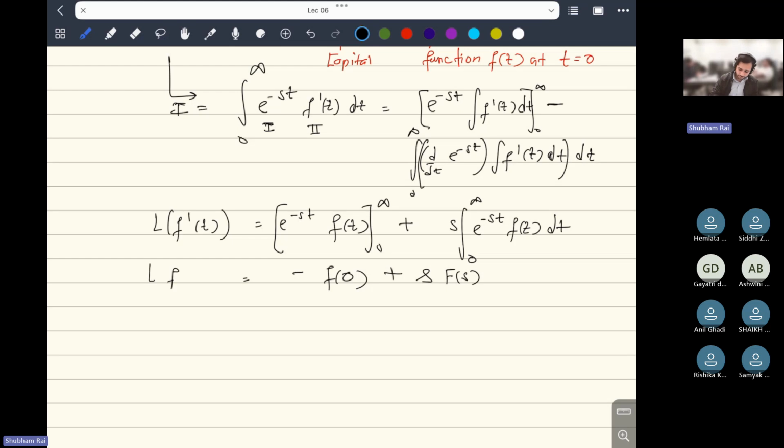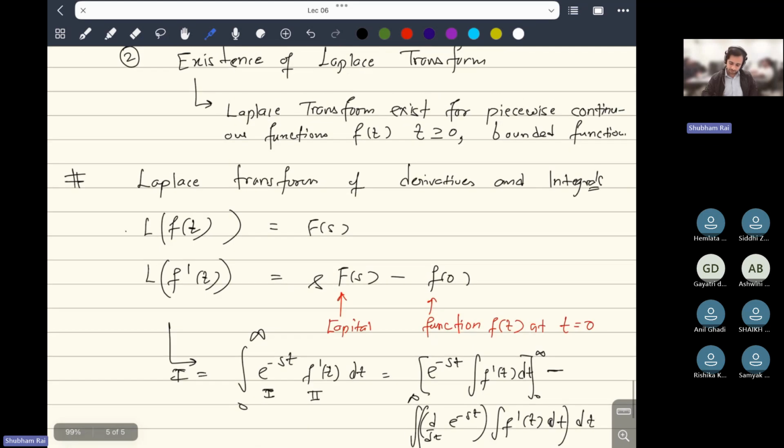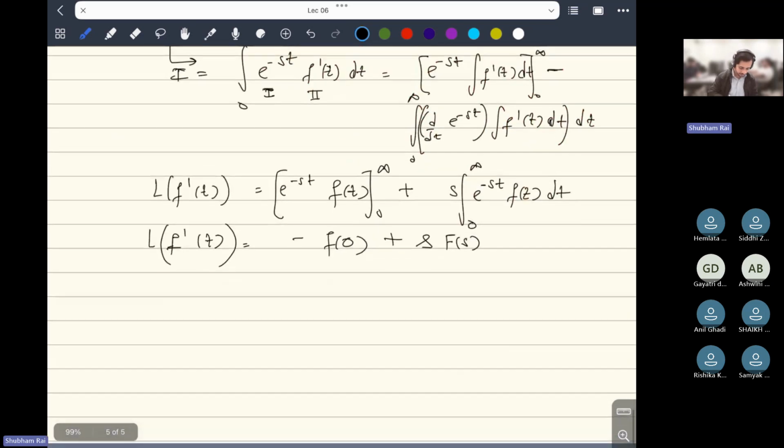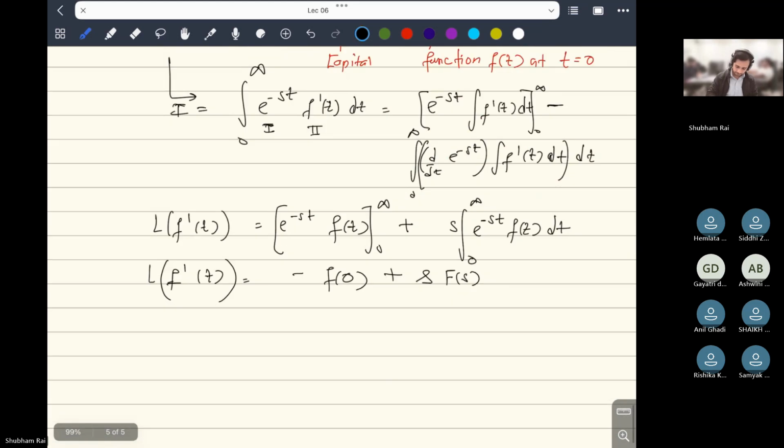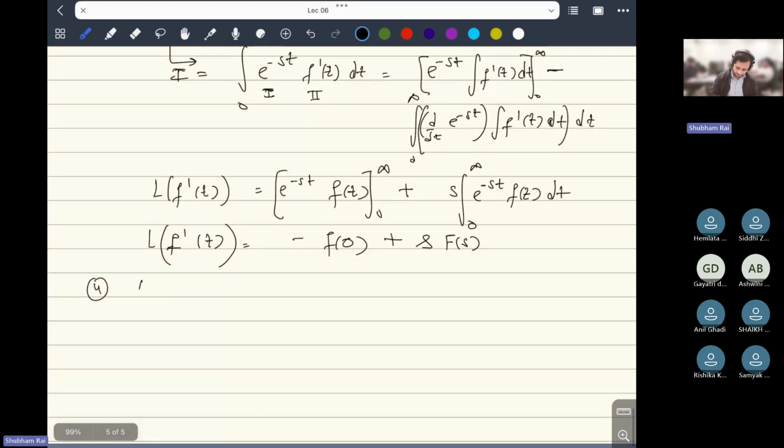So finally, we have got this formula. The Laplace transform of function f prime t will be s times capital F of s, or Laplace transform of f of t, minus f of 0. That's what I have written here. Okay. So this is the third formula here, and then let's find out the Laplace transform of f double prime t. Fourth formula, the Laplace transform of f double prime t.